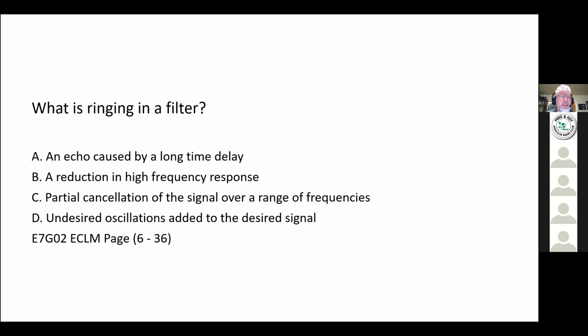What is ringing in a filter? A, an echo caused by a long time delay. B, a reduction in high frequency response. C, partial cancellation of the signal over a range of frequencies. Or D, undesired oscillations added to the desired signal. Correct answer is delta, undesired oscillations added to the desired signal.